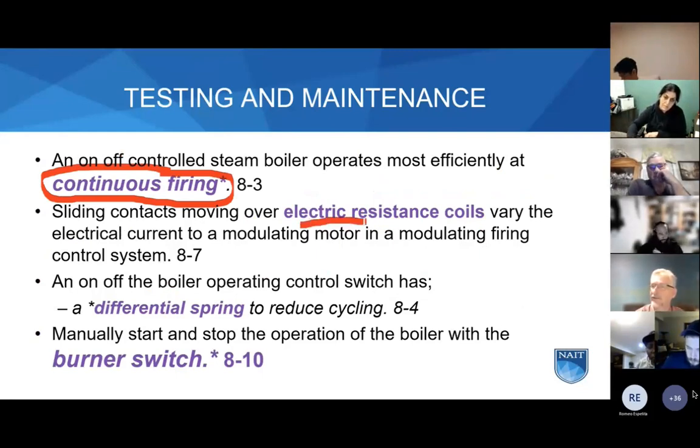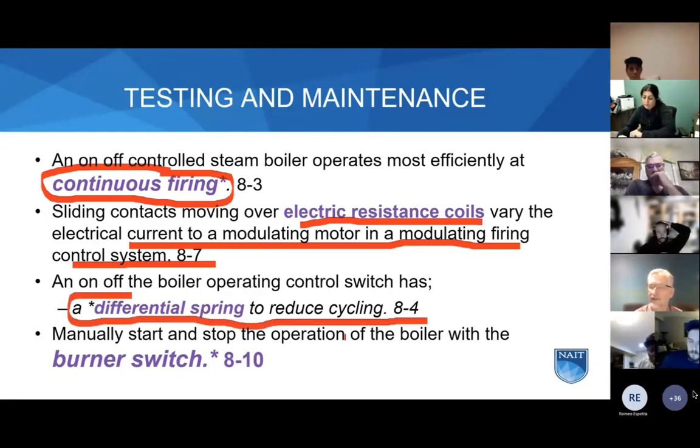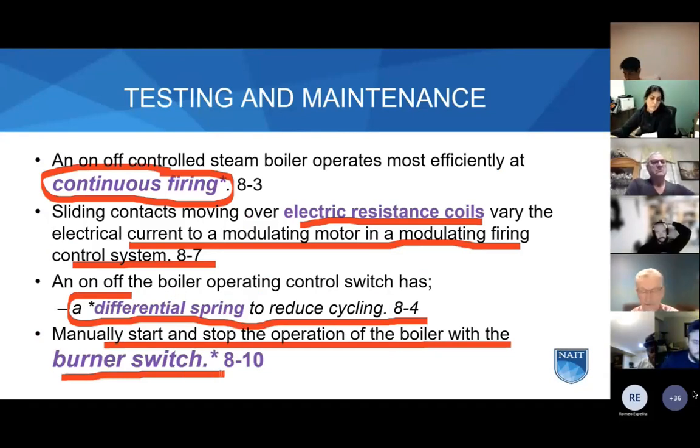Sliding contacts moving over electric resistance coils will vary the electrical current to a modulating motor if you have the modulating firing control system. On-off boiler operating control switch has a differential spring and setting to reduce cycling. Manually start and stop the operation of most boilers with just simply the burner switch or the on-off button.